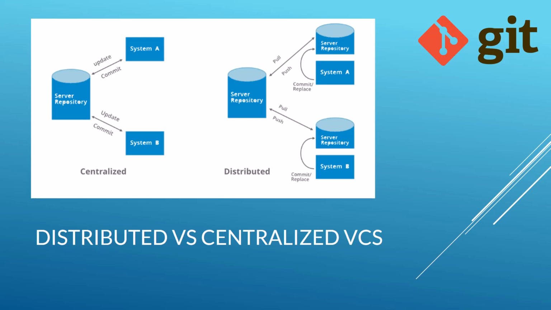Like centralized version control systems, distributed version control systems also have advantages as well as disadvantages. A distributed version control system allows developers to work offline and makes it easy to work with branching and merging. It provides a high degree of redundancy since each developer has a complete copy of the code base.